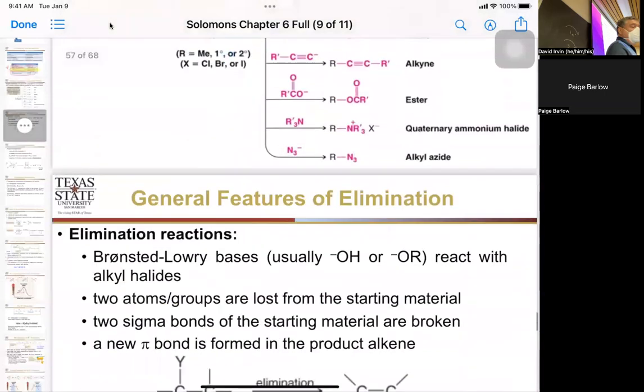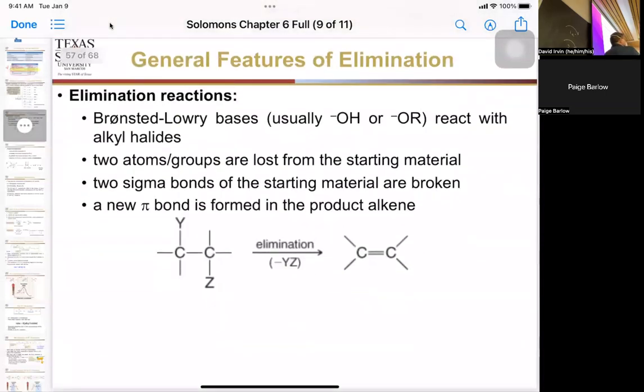Now I want to talk about the next thing, which is elimination reactions. We can do substitution, elimination, addition, and rearrangement. Those are the 4 types of reactions we can do. I'm going to talk about the second type, which is elimination. That means we're going to lose 2 sigma bonds and create a pi bond.